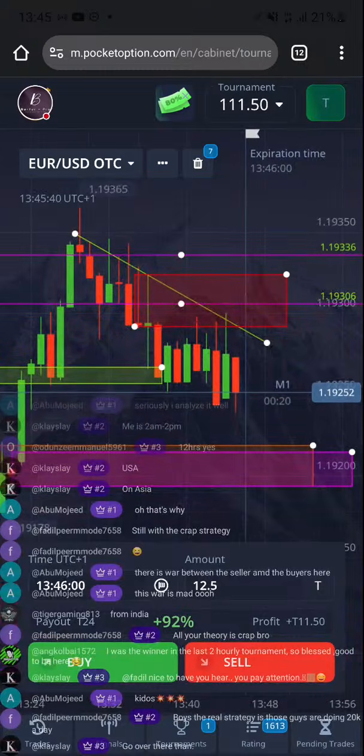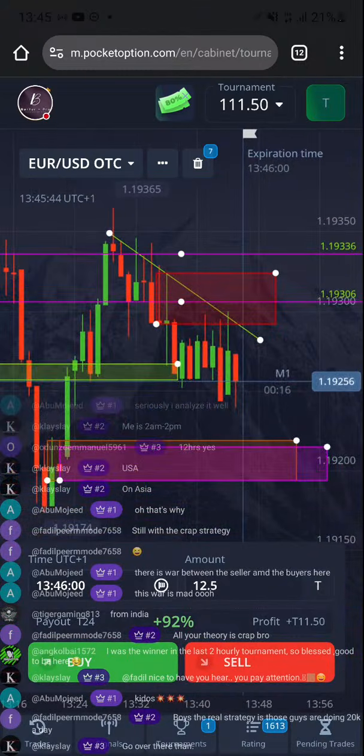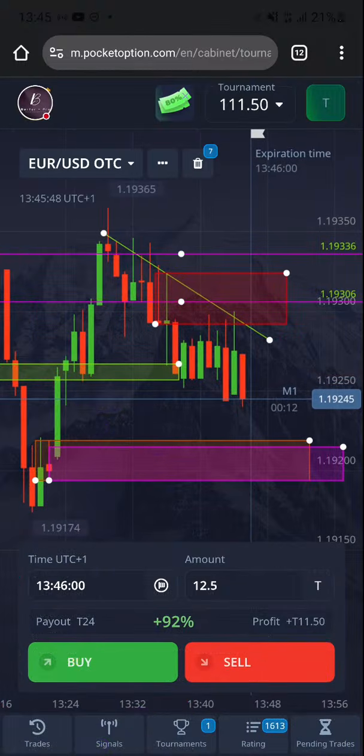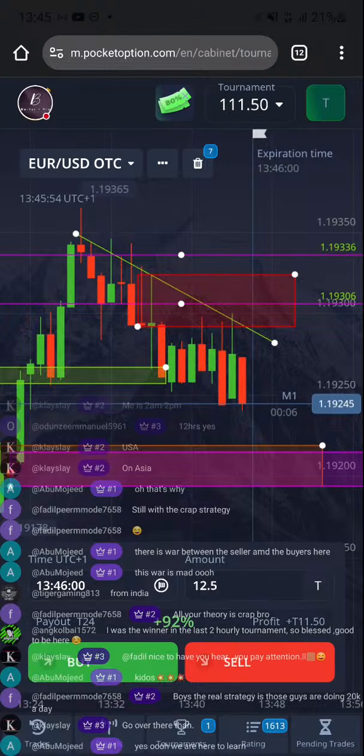Now look at this. We have an entry down here. If a red green pattern comes down and closes inside this entry, we can go with the buyers. Why? Because we already have a red green pattern, so we're expecting a green candle after this. You get the gist. This is what I've observed about red green patterns.